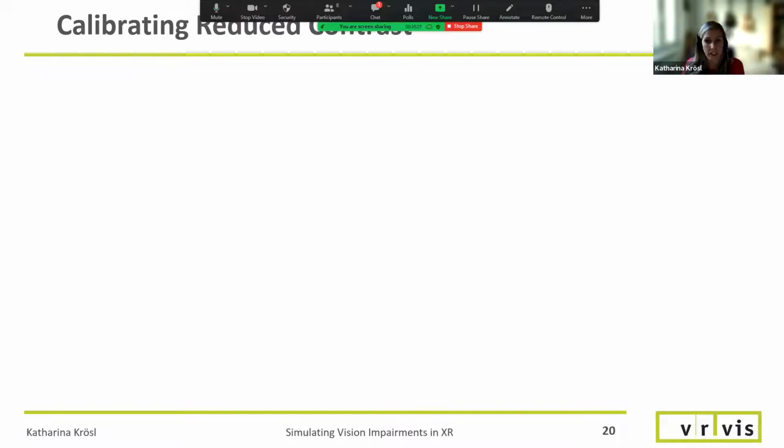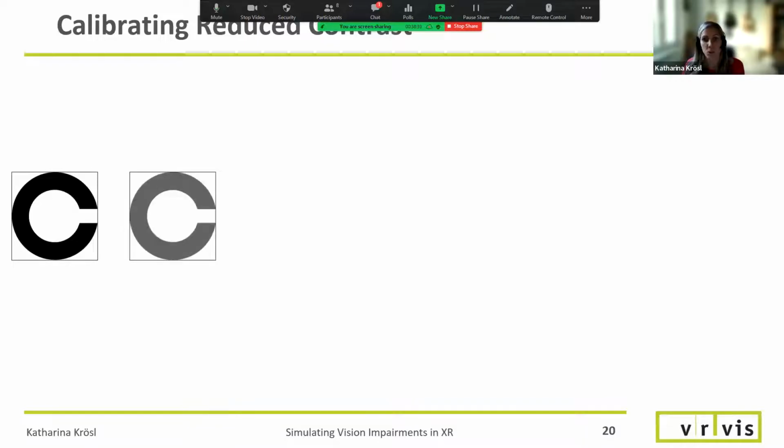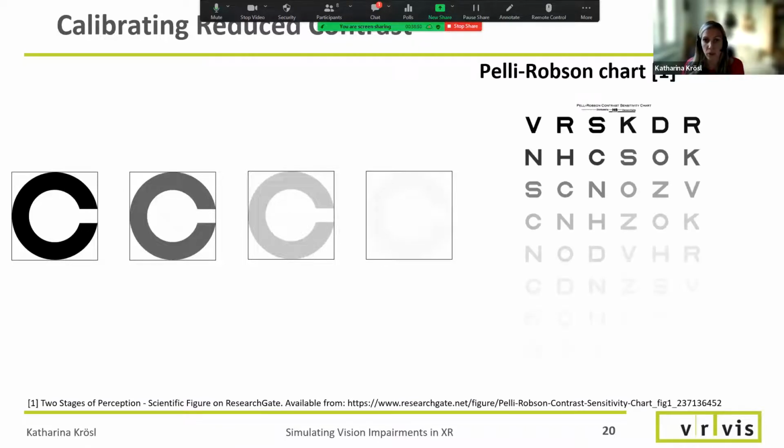So we can use the same methodology to also reduce contrast. Only this time, instead of stepwise blurring the image, we just stepwise reduce contrast. And therefore, we are able to simulate a similar amount of contrast loss for all users. And we follow the protocol of the Pelli-Robson contrast sensitivity test here, but we still use our Landolt-Cs instead of letters like on the Pelli-Robson chart.